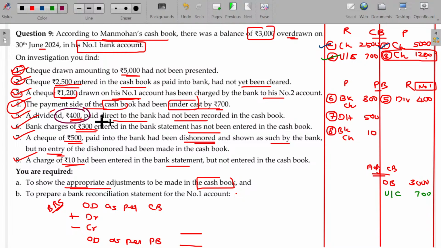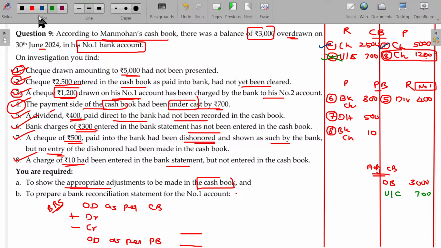And dividend 400 recorded only in the banker's passbook. Bank charges 300 rupees only in the passbook payment side. And check 500 dishonored will be available only in the passbook. And bank charges 10 rupees available only in the passbook. Now this undercast is rectified by posting the other side, so these two ticked items will be coming in the BRS, the others are going to be adjusted in the adjusted cash book itself.